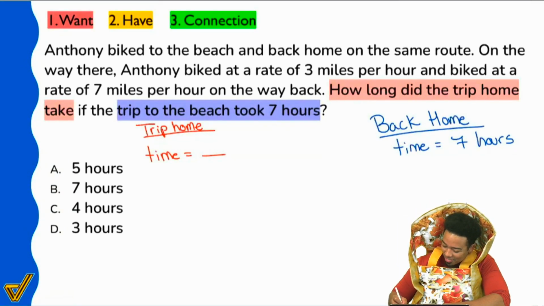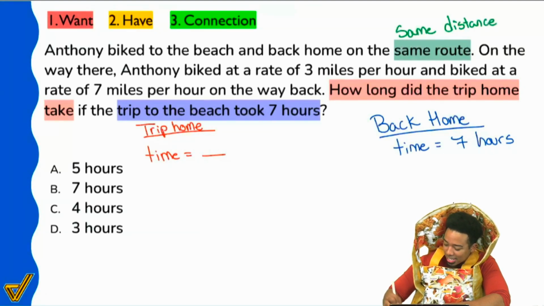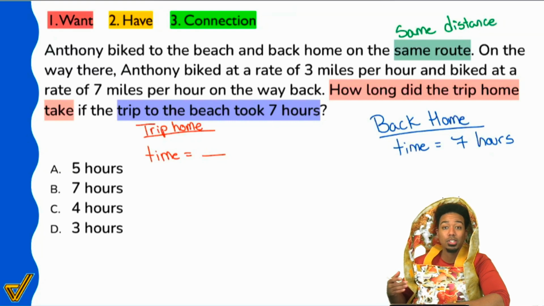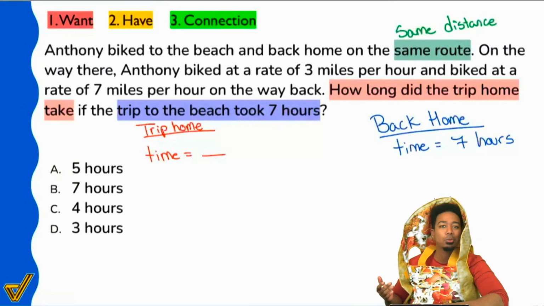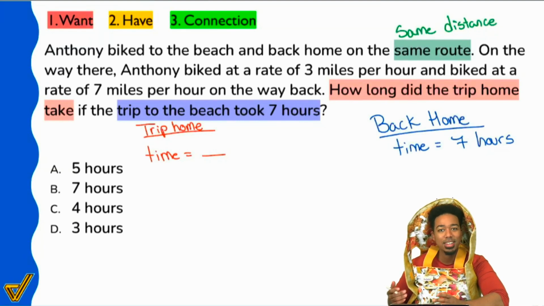What does that mean? Same route, what does it mean? It means the same distance. That's right. If we say that we're taking the same route, that means it's the same distance. So whatever distance we find for the trip home, it'll be the same as for the trip to the beach. It'll be the same thing.